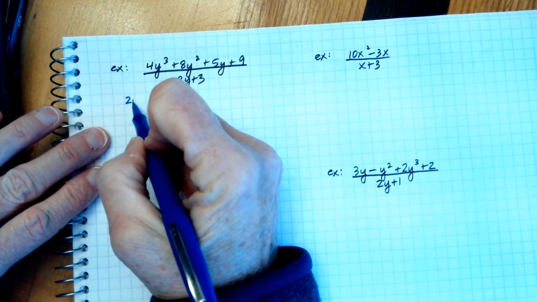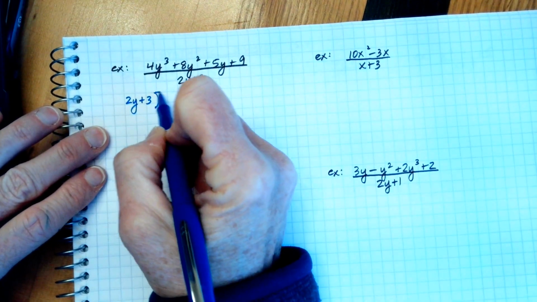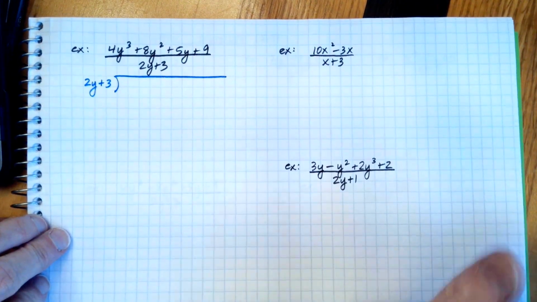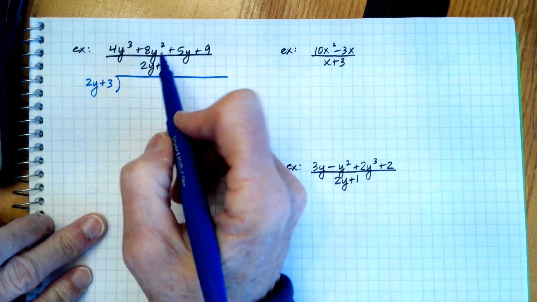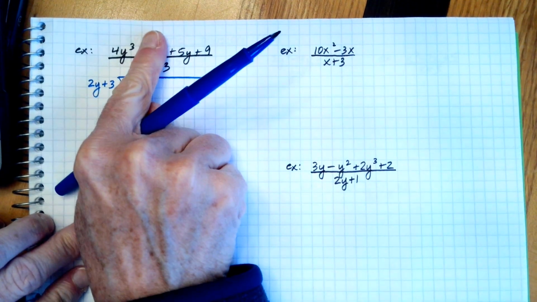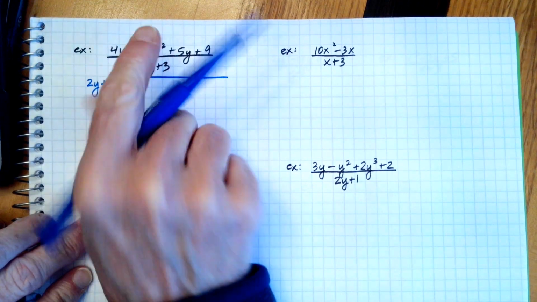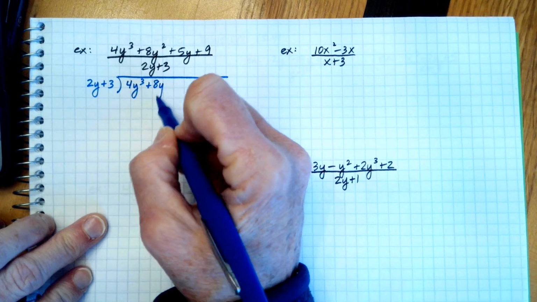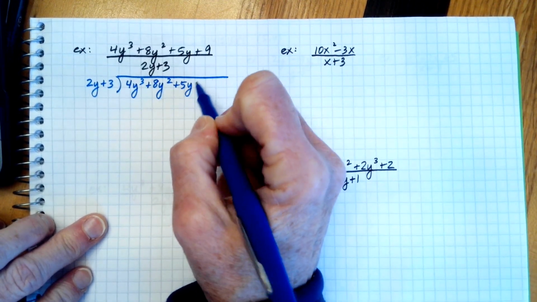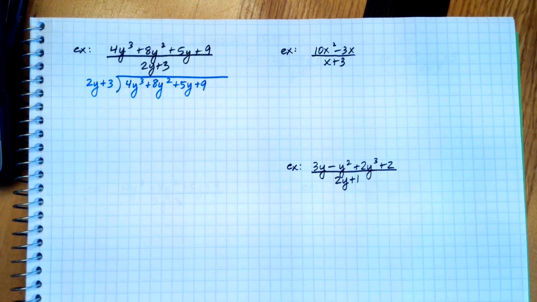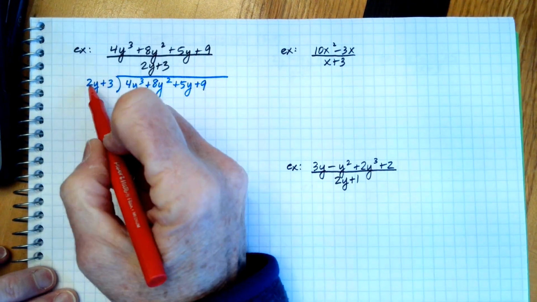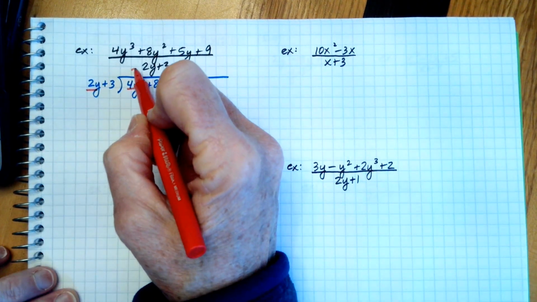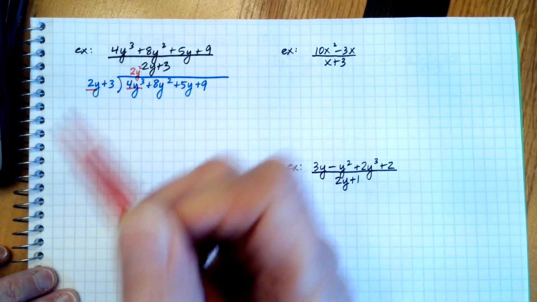So, divide by 2y plus 3. Now I have to be careful to make sure the dividend is in descending exponential order, which it is. y cubed, y squared, y and a number. If anything was missing, like say this term wasn't here, we would put a 0 in as a placeholder. We'll probably come across one of those eventually. So I'm going to put this in as my divisor, and I'm going to do the same process. So I'm saying, what times 2y will give me 4y cubed back? 2y squared.